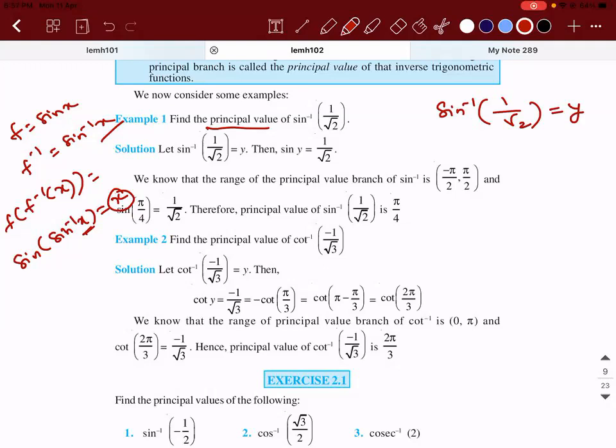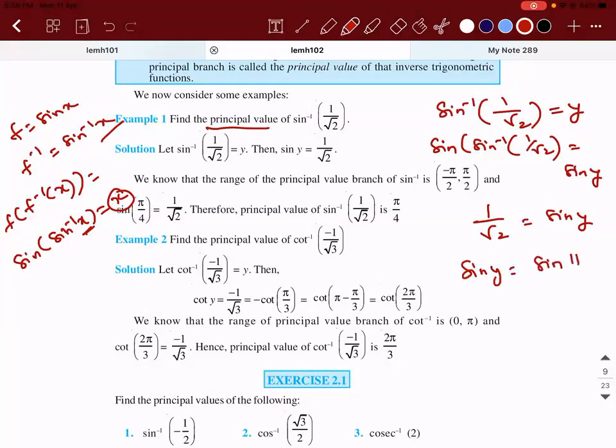So the steps that you are supposed to follow, listen to this carefully. This will solve the issue. The question is sine inverse of 1 by root 2, principal value. First step is assume this to be y. Second step, take the corresponding trigonometric function of whatever is the inverse on both sides. Since here it is sine inverse, you will consider sine on both sides. So sine of sine inverse of 1 by root 2 is equal to sine y. Sine of sine inverse of 1 by root 2 is 1 by root 2, equal to sine y. Now what is y? Can I write sine y is equal to sine pi by 4?